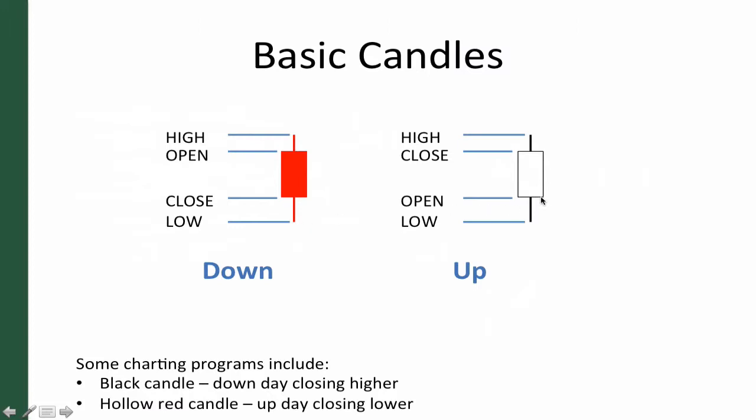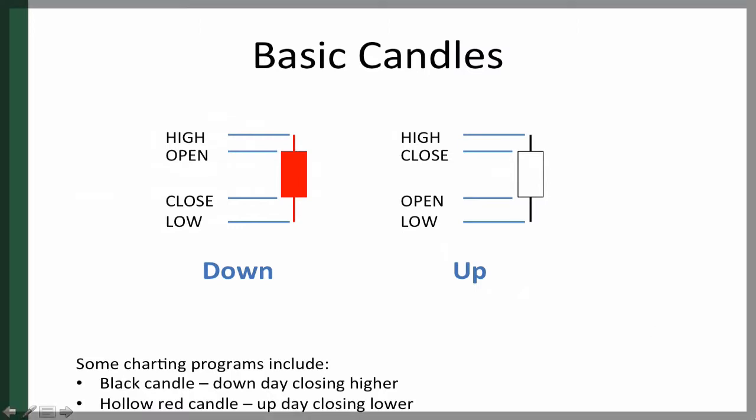Likewise, if you have a white candle, or more officially a hollow candle, this white candle shows you that the stock opened down here at the bottom of this rectangle. It closed at the top, but between when it opened in the morning and closed at the end of the day, it went higher up to here, and at some point it went lower down to here. So the down day candles are typically red, and the up day candles are typically white.